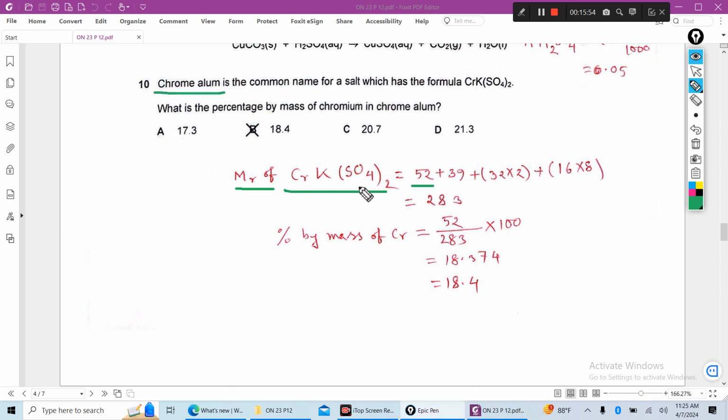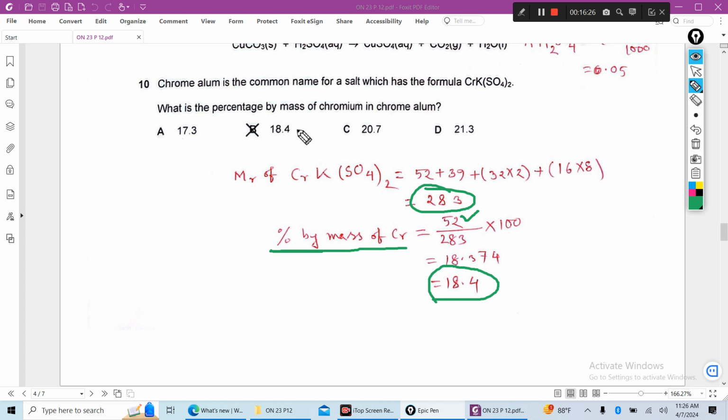Chromium 52, potassium 39, sulfur 32 times 2, oxygen 16 times 8. You will get the total relative molecular mass of chrome alum, 283. Now the percentage by mass of chromium in the total 283. Chromium contains 52, so percentage means times 100. You get 18.347, meaning 18.4%. So B is the correct answer, 18.4.